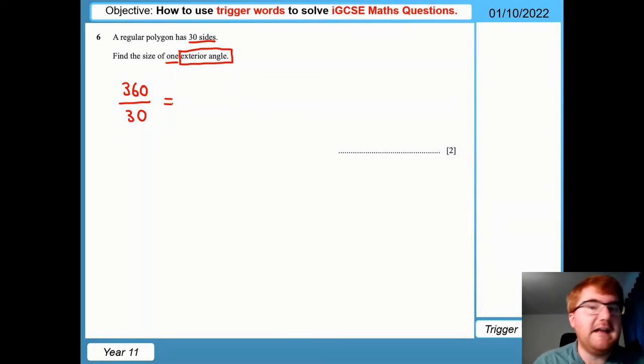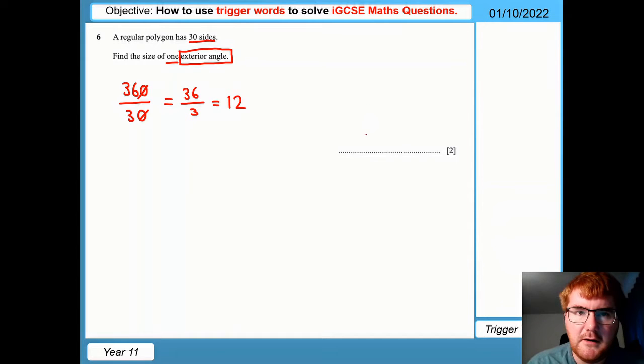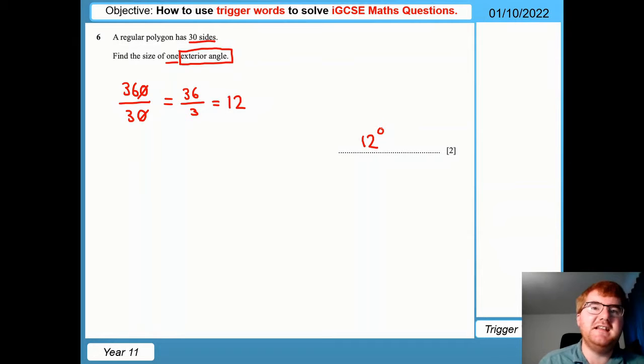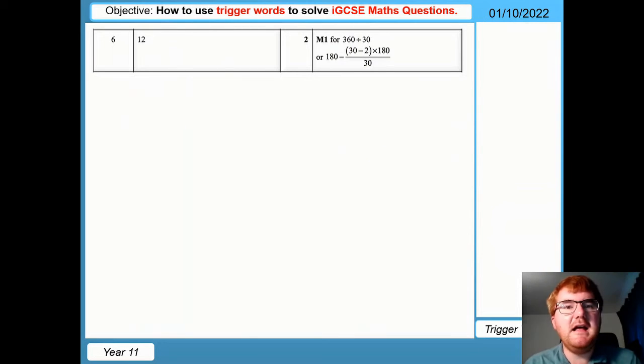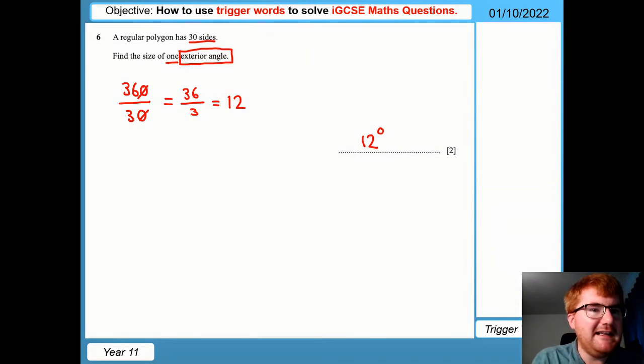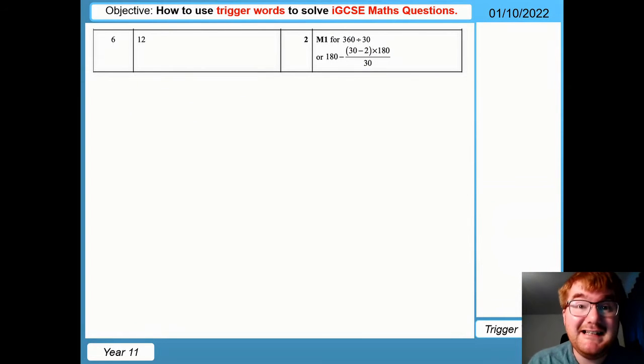Now, of course, we could use a calculator on a calculator paper. If it isn't, then we can cancel the zeros, giving us 36 over 3. And if we do 36 divided by 3, that then gives us 12. So one angle is going to be equal to 12 degrees. You can see the mark scheme here, and you get that method mark for the calculation I just wrote down here. And this could be the 2 marks you really need.